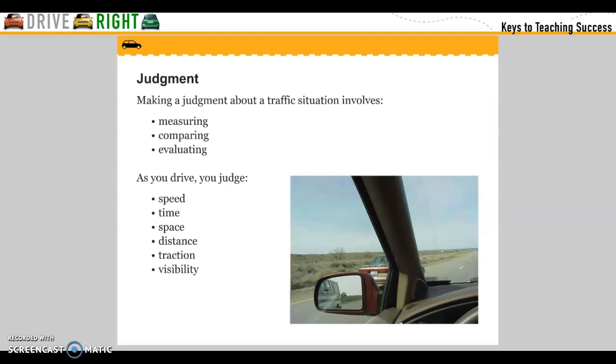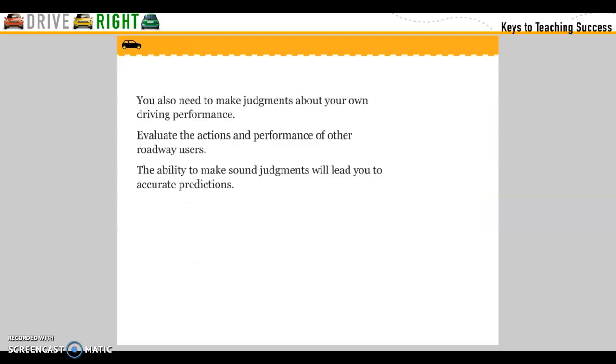Judgment. Making a judgment about a traffic situation involves measuring, comparing, evaluating. As you drive, you judge speed, time, space, distance, traction, and visibility. You also need to make judgments about your own driving performance and evaluate the actions and performance of other roadway users. The ability to make sound judgments will lead you to accurate predictions.